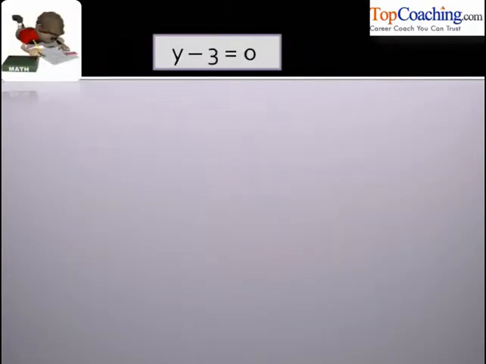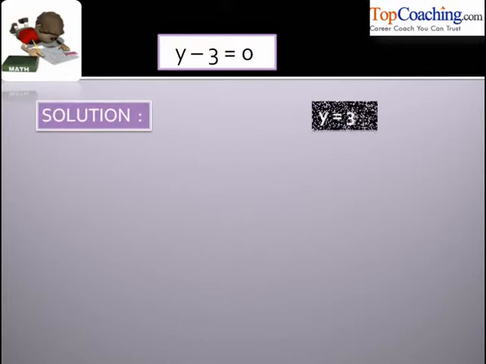Now let's consider one more example. We take the equation as y minus 3 equal to 0. Now this is again a linear equation in one variable. So the solution of this equation would be y equal to 3. So this has a unique solution, which is y equal to 3.